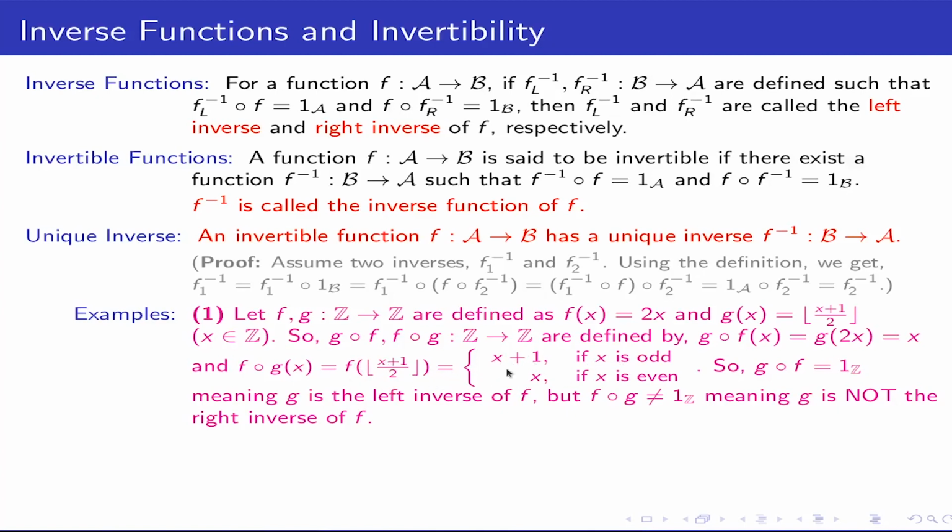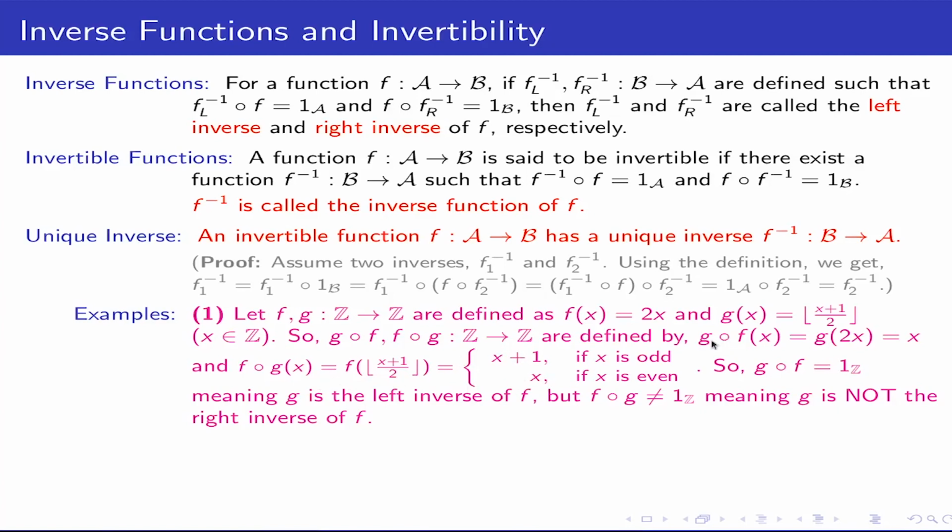So it is x plus 1 if x is odd. If you go with 6, (6 plus 1) by 2 floor is 3, into 2 is 6. So if x is even, I get the answer as 6 itself. So this is the function that I get.